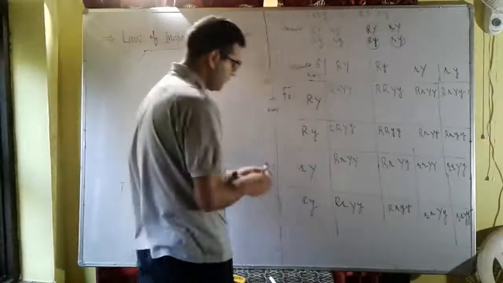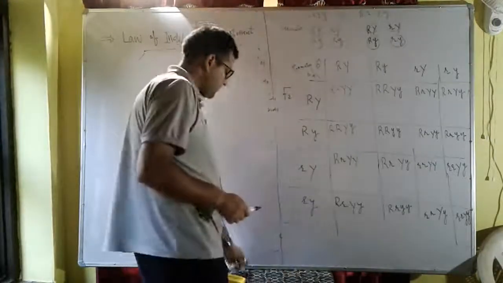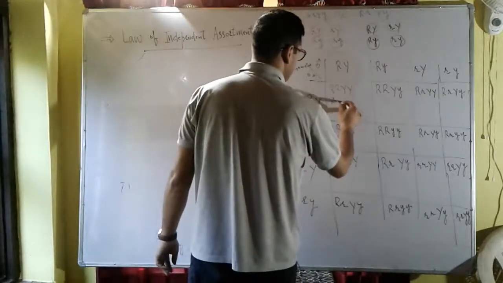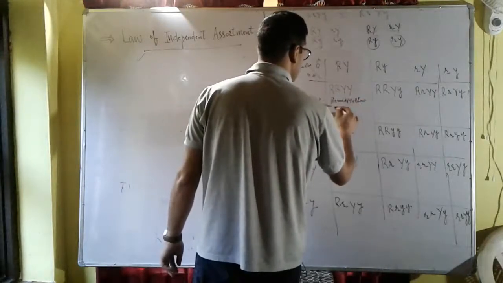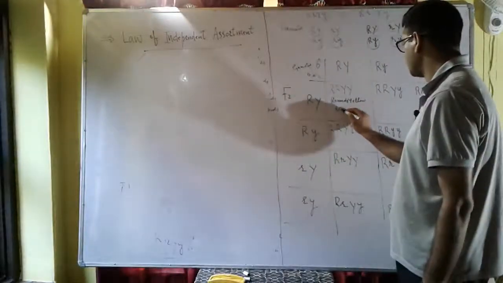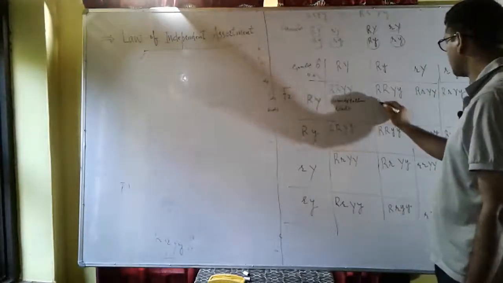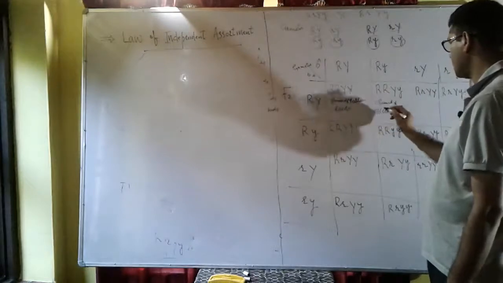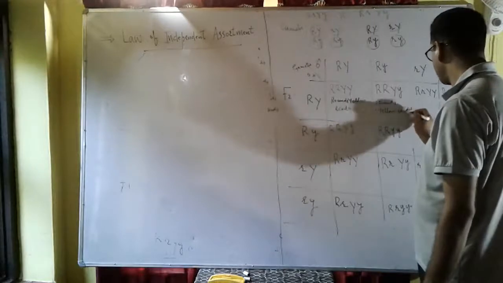Obviously, this is the genotype. This is the genotype of the individual. What is this? This is a round and yellow seeded pea plant. This is a pea plant with round and yellow seeds.